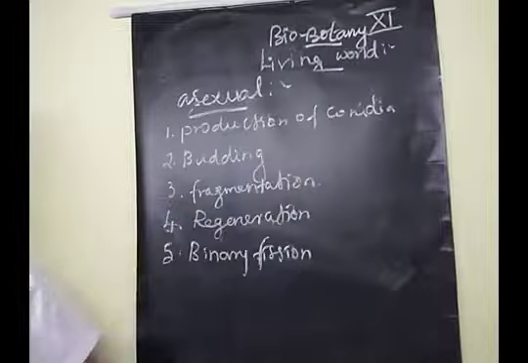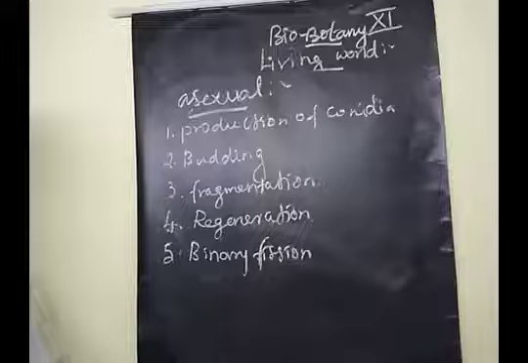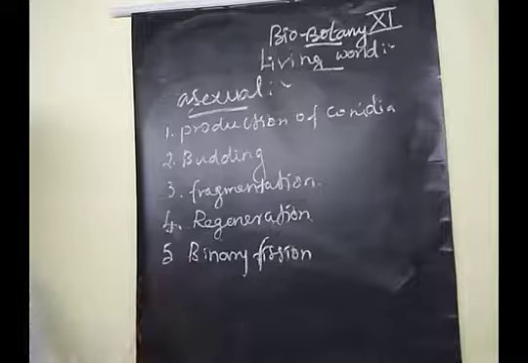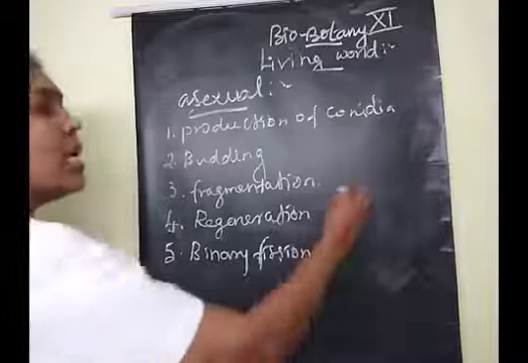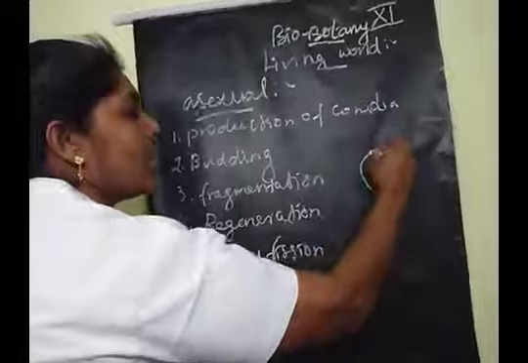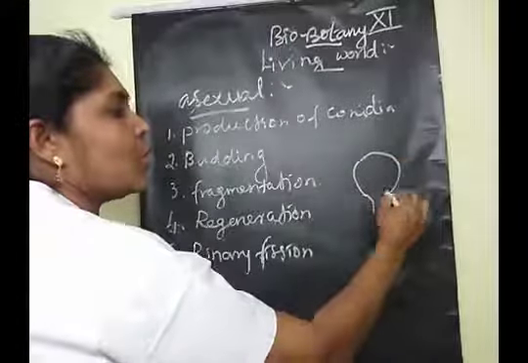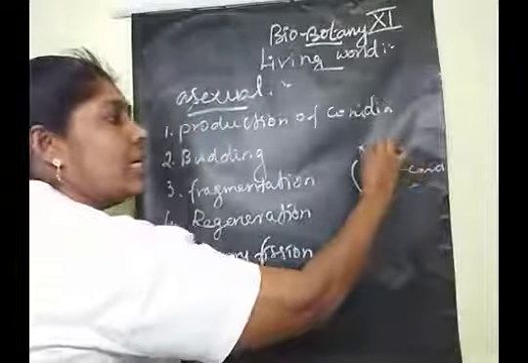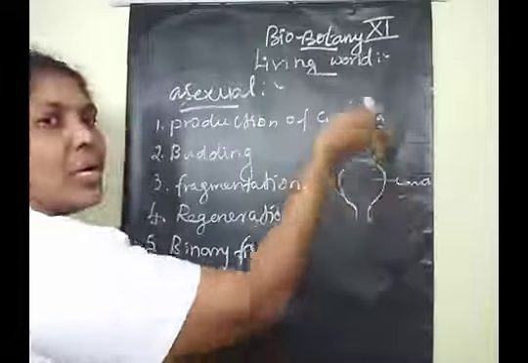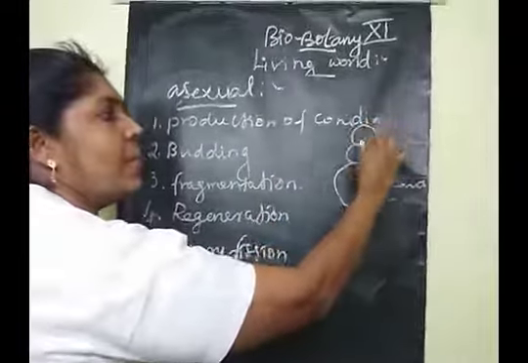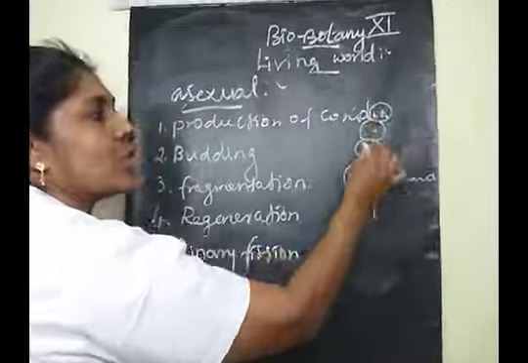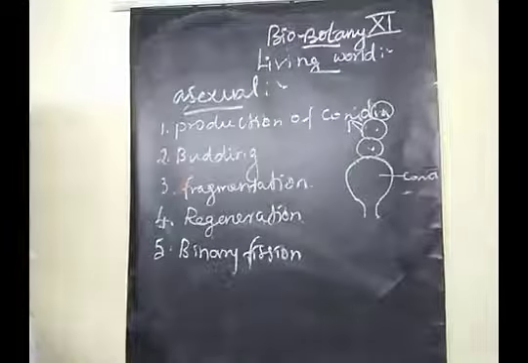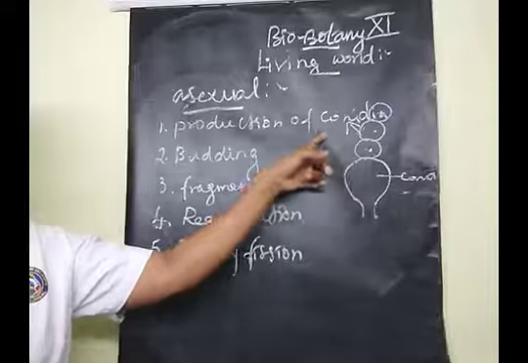First one is production of conidia. What does conidia mean? This is in fungal organisms. For asexual reproduction, they produce spores. The spores are present on the conidiophore. This is the conidiophore region. Above this conidiophore, they produce many spores. These spores are known as conidia. Clear, children? First one, the formation or production of conidia.